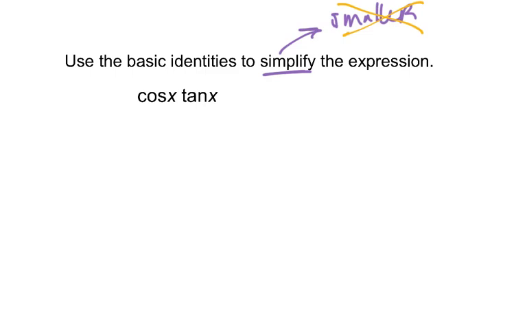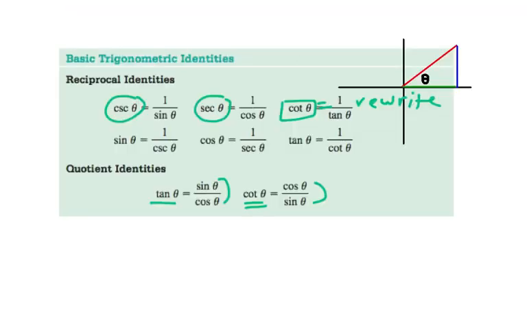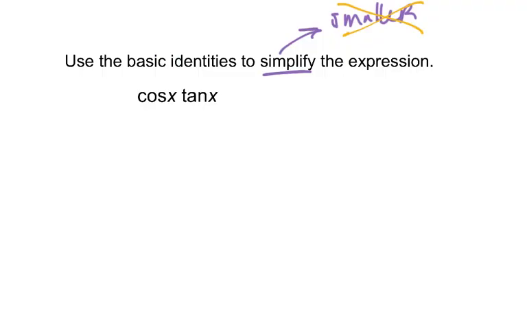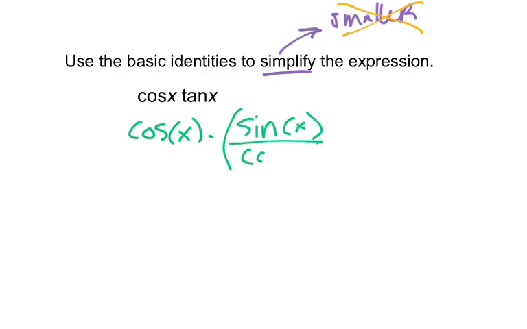So in order to simplify this a little bit, we need to understand that tangent, as we've seen over here, is sine over cosine. So if tangent is equal to sine over cosine, we can rewrite this as cosine of x times tangent of x, but tangent of x is going to be written as sine of x over cosine of x.